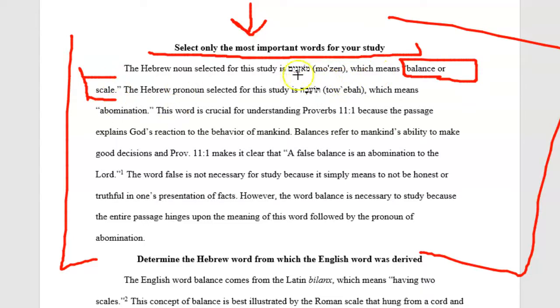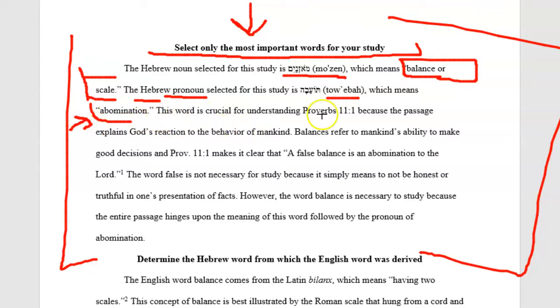So here we have selected the word balance or scale. We've also selected a pronoun, which means abomination. So we are looking at two words in the study: balance and abomination. Because again, if it's a false balance, we need to know exactly what that balance is. And the reason we need to know is because it's causing an abomination to the Lord. So that also means that we need to know what abomination means.